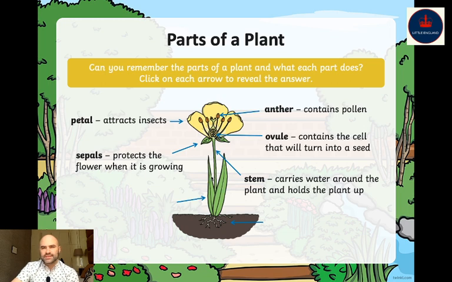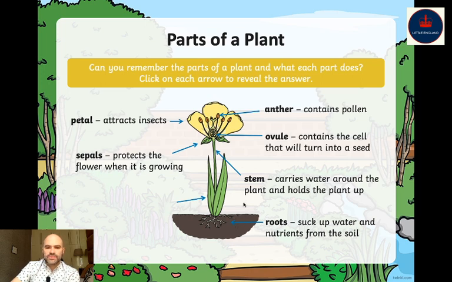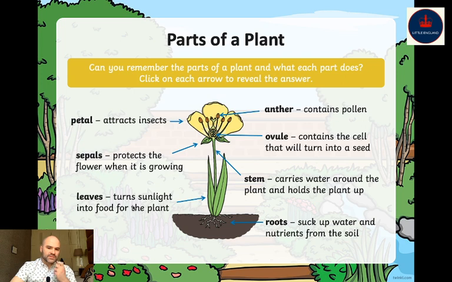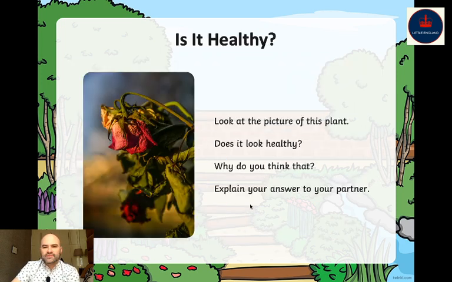Do you guys remember what the stem does? A stem carries the water around the plant and holds the plant up. So the water comes down here into the soil and it's sucked up by the roots, which suck up water and nutrients from the soil. So the water comes into the dirt, into the soil. The roots go, and then it goes up into the plant. Okay. These leaves turn sunlight into food for the plant. So let's learn how these functions work.